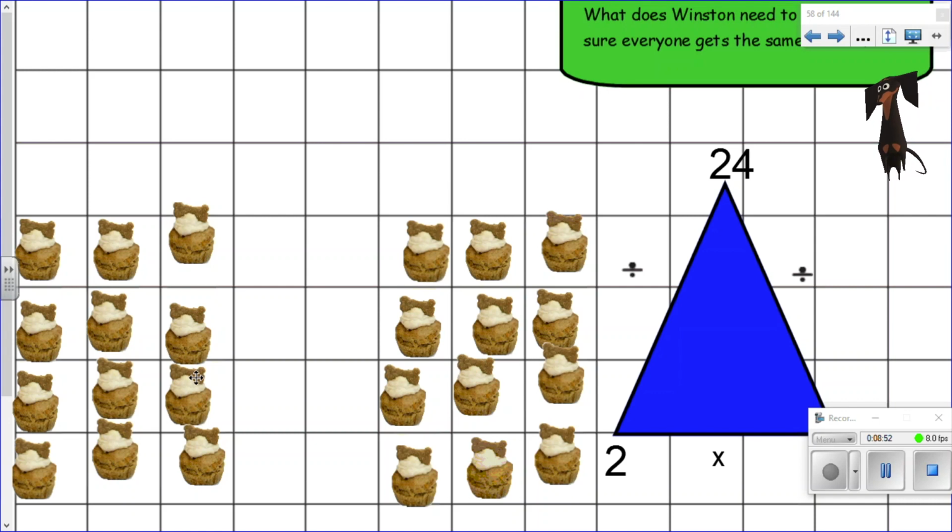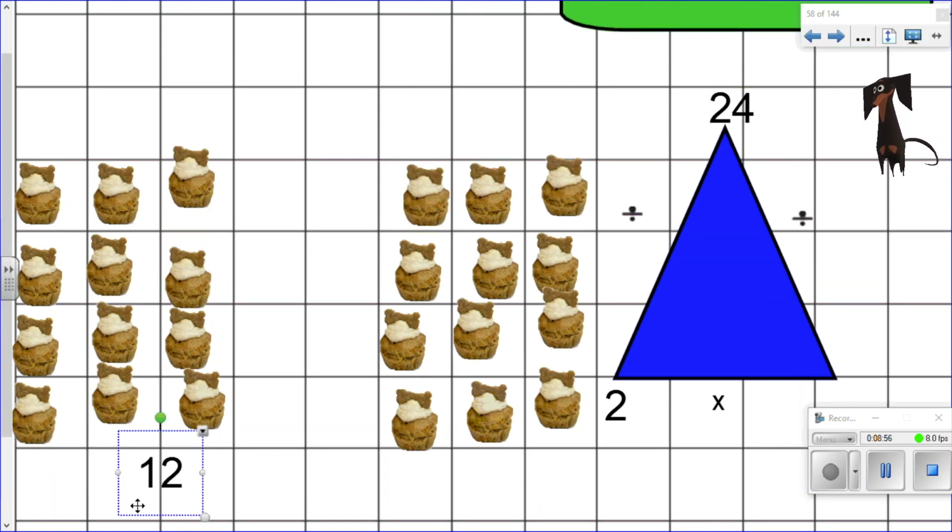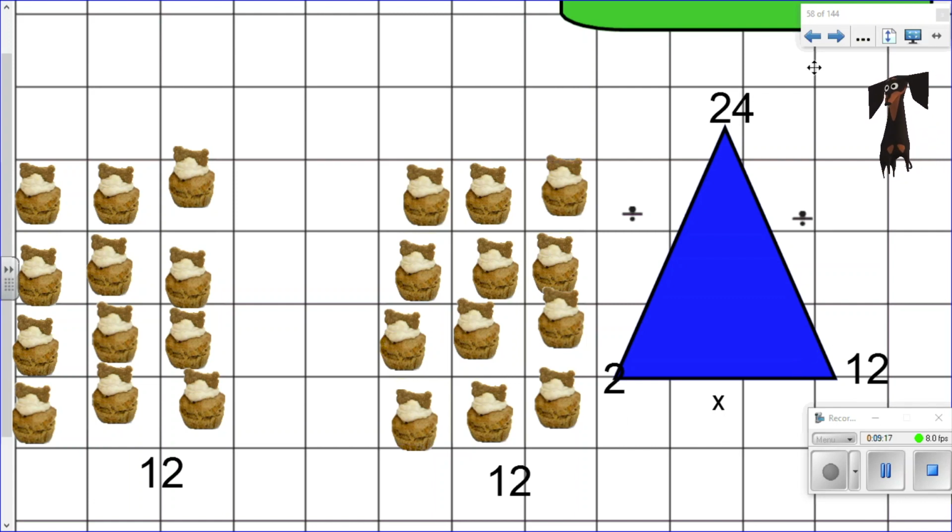Now, if you're comfortable counting by threes, because this lines up in threes, you can do that. 3, 6, 9, 12. So we have 12 in this group. And 3, 6, sorry, 3, 6, 9, 12 in this group. So 24 divided by 2 equals 12. Let's bring this up a bit so you can see it.